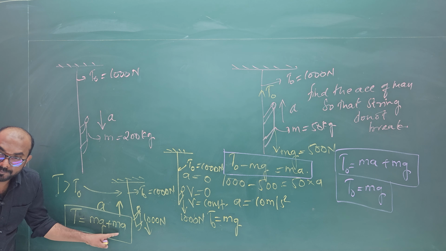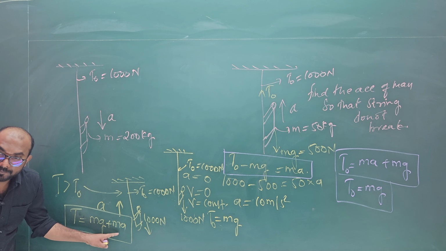But now the question is, what if a 200 kg person is accelerating in the downward direction, but the breaking strength is 1000? Will it break or not? Think about it. Why? Yes, very good. This time the equation becomes mg minus T equals ma, that is T naught. Then I write mg minus ma is nothing but T naught. Tension increased or decreased? Decreased.